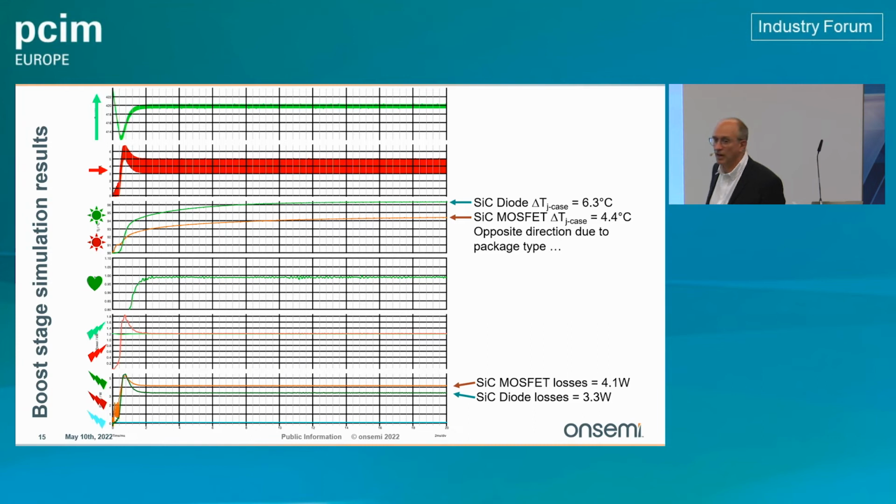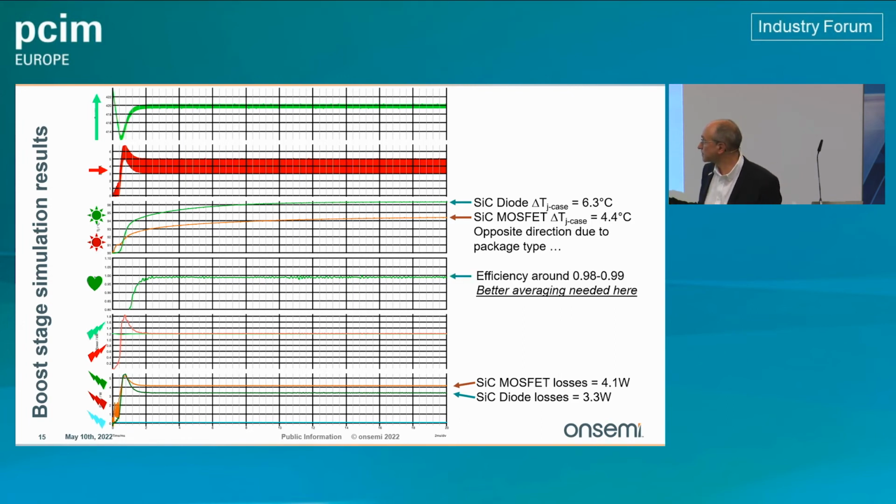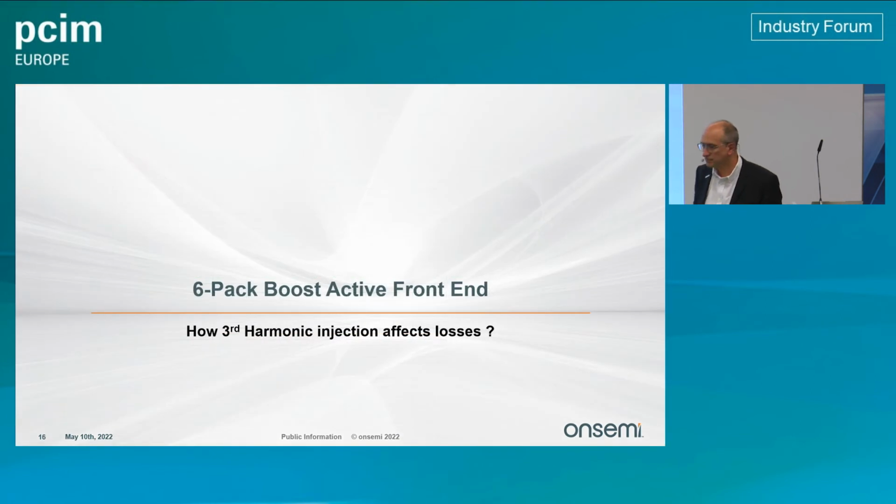I can see that the silicon diode has a higher temperature than the MOSFET. Why is that? Because they are not the same package. Here, I have a DPAK package, while here I have a TO-247. So a bigger package, so a lower temperature increase. The efficiency is around 98, 99 percent. With a better averaging, I think I can clean this waveform. So let's now go to the final part and go for a 6-pack boost front-end AC/DC.